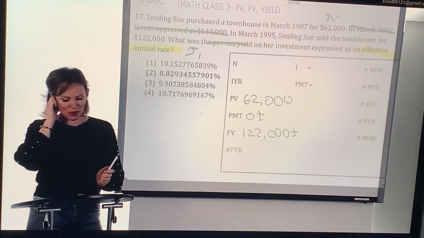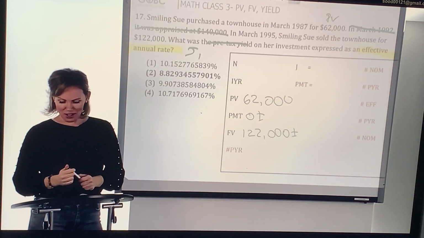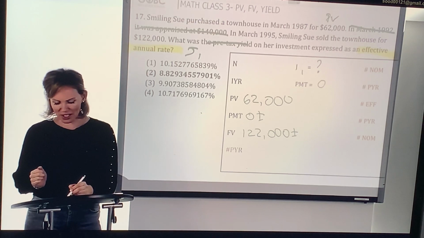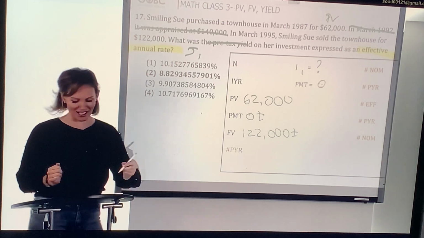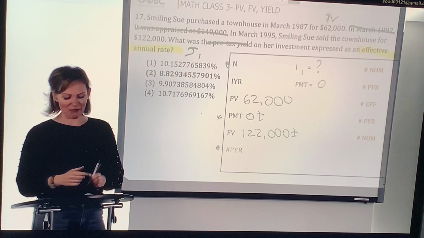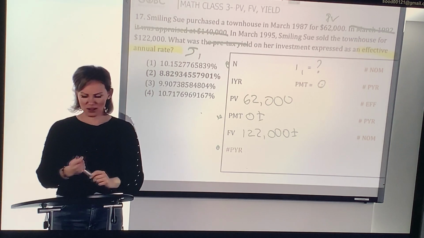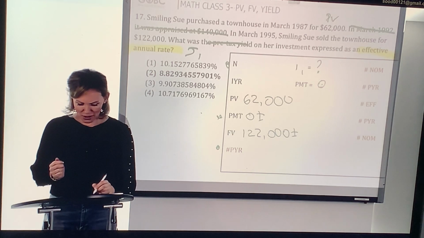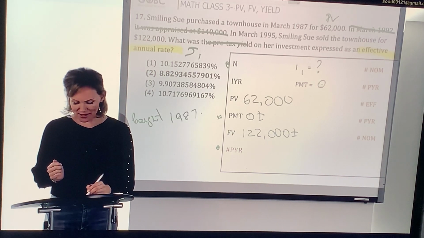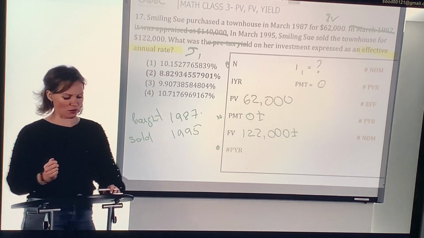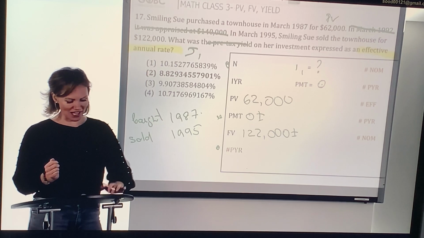Okay. So now what do we do now? We're looking for the J. We're looking for J1. Okay, that's what we're looking for. We have no payments in here, so we could be happy. Okay, but I still need to make sure that I have my N because this way I can match it up to my PYR. Do we have the N? What do we have? We have the bought. She bought it 1987, and then she sold it. When did she sell it? 1995. Okay, so what do? Do your math if you need to. 1995 minus 1987.